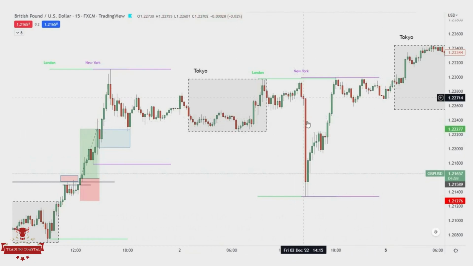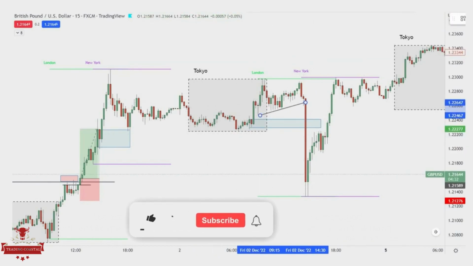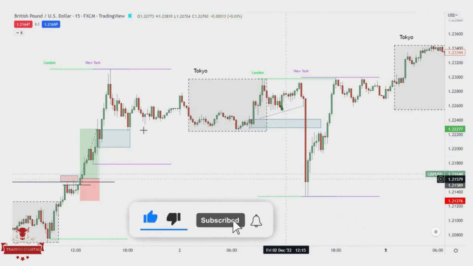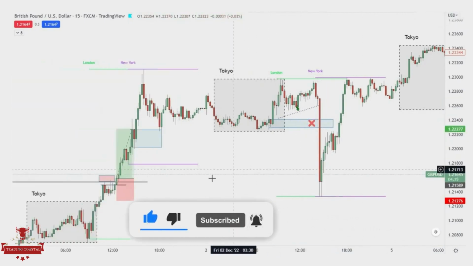Let's continue to break down the remaining setups, so you will have more structure examples of this method. This right here could have been a failed setup. We have a liquidity, imbalance and demand zone, all the criteria to enter a buy trade.